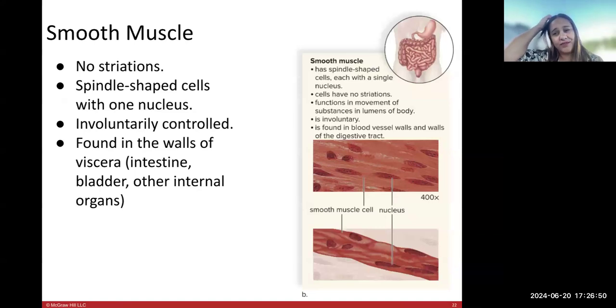Smooth muscle does not have those striations. That's why it is called smooth. They're spindle-shaped cells with one nucleus. They're involuntarily controlled. This muscle works all the time, automatically. We don't even have to think about it. And these are found in the walls of our viscera, our intestines, our bladder, our esophagus. Once you swallow your food, you don't have to consciously think about your muscles moving to move the food down your digestive system. Your smooth muscle does that automatically for you.